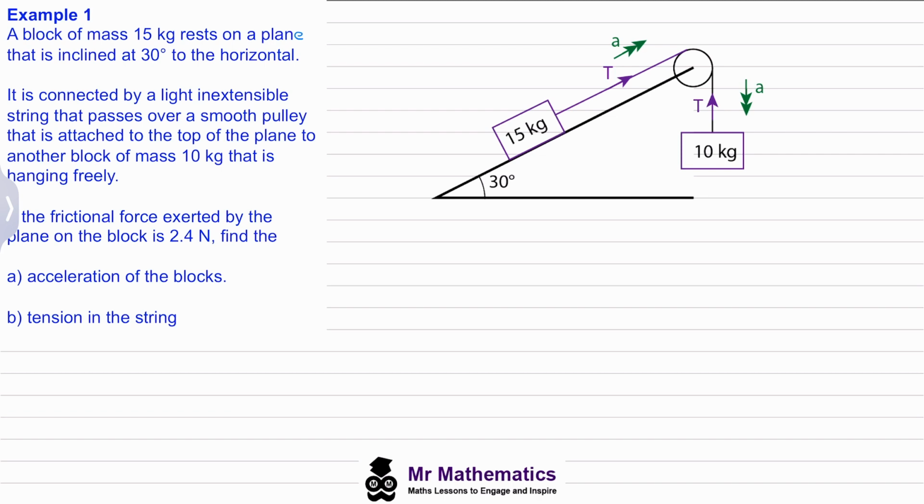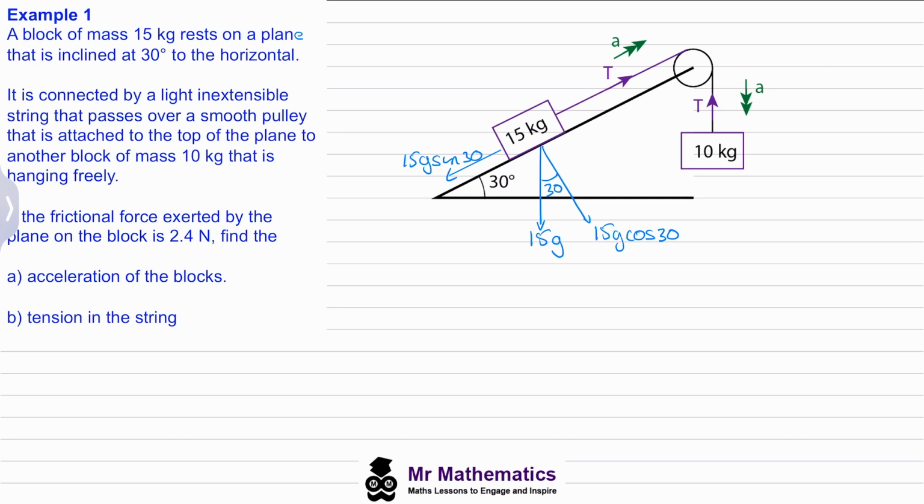Okay, so with questions like this, the best thing we can do is to start labeling our forces. We know this 15 kilogram block will have a weight acting vertically downwards. It'll be a product of mass and the acceleration due to gravity, so 15g. And this weight will have a component which is perpendicular to the plane, acting through the plane, when its angle is 30 degrees, the same as this one, and this will be 15g cos 30. It will also have another component which is acting down and parallel to the plane, and this will be 15g sine 30.